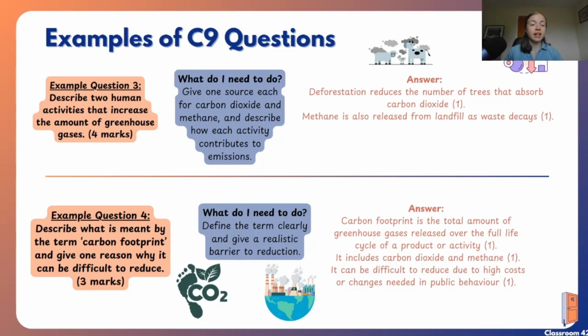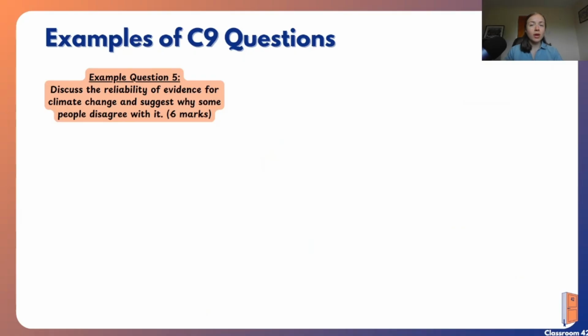And I've also said here, also changes needed in public behaviour. So what I've done there is given 2 reasons. You only need to give one, but potentially if you're not very confident on one of your answers, it could be worth putting another one just in case. If you feel like you're semi-confident on both of them and you just want to put both there to increase your potential of getting the mark, if you have time to do that, that can be worth doing. So question 5 is our final question for C9, and it's a lovely 6-marker.